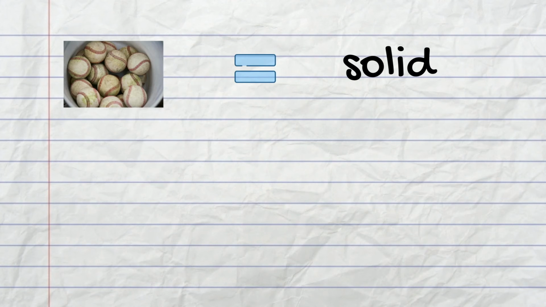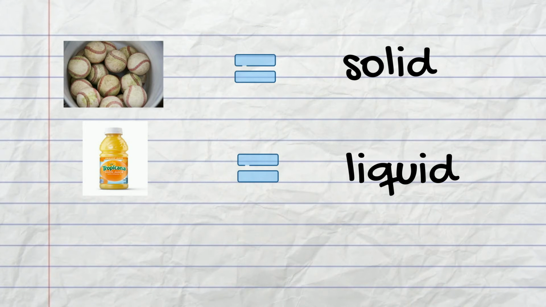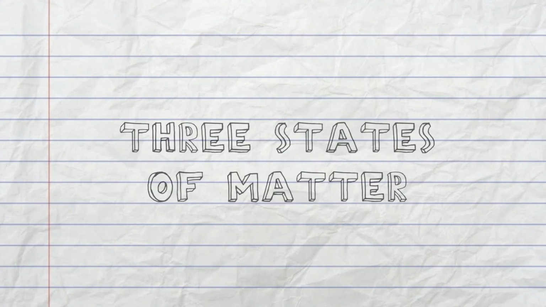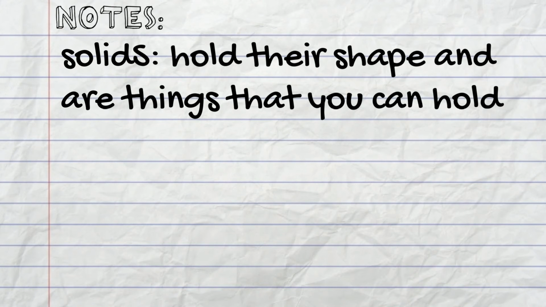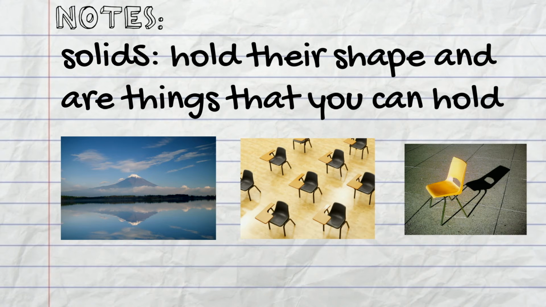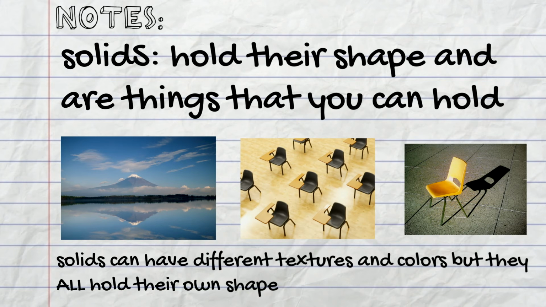Good job. The baseball is a solid, the juice is a liquid, and the wind is a gas. These are what we call the three states of matter. Solids hold their shape and they're something that you could hold. Solids are like mountains, your desk, a chair, or your actual school. They can have different textures and colors, but they all hold their own shape.